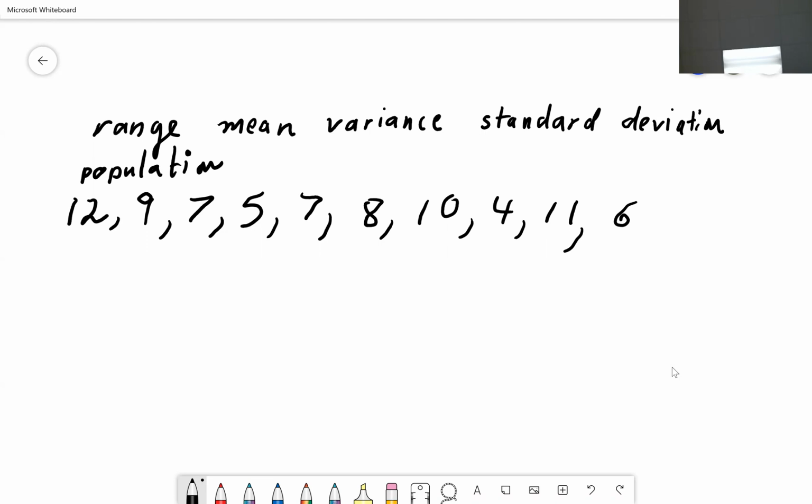So let's begin with the range first. What's the range? The range is the maximum number minus the minimum number. So what's the biggest number? What's the smallest number? 4. So we have 8. That's it, you're done. So nobody should get the range wrong, unless you misidentified the biggest and smallest, but that's your problem. All right, so now we're gonna do the mean.